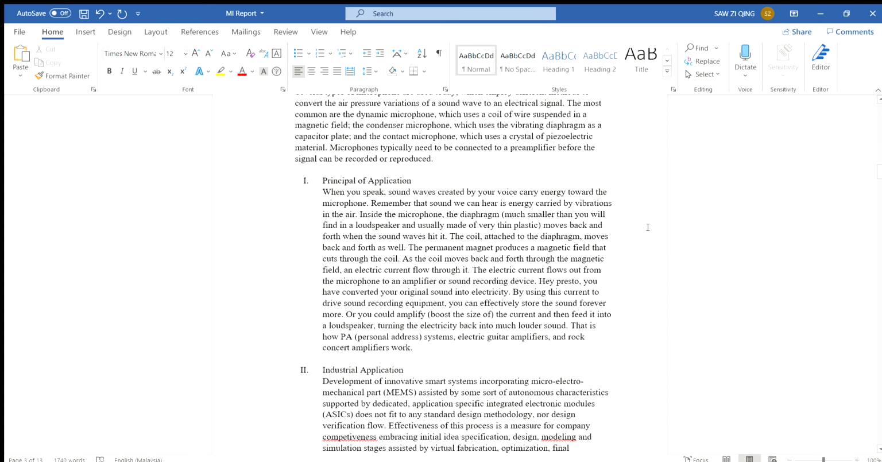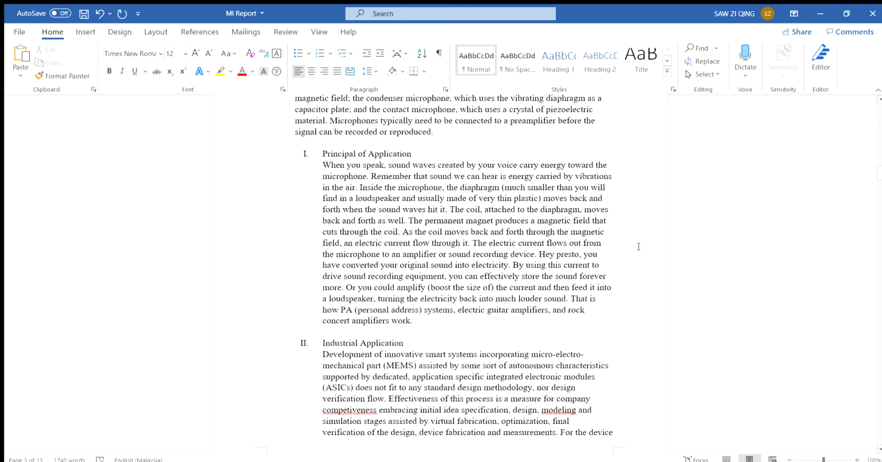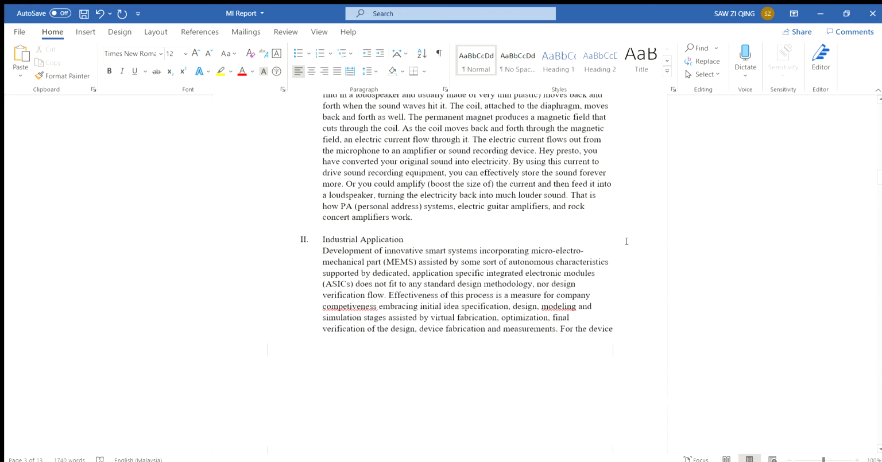As the coil moves back and forth through the magnetic field, an electric current flows through it. The electric current flows out from the microphone to an amplifier or sound recording device. You have converted your original sound into electricity. By using this current, you can effectively store the sound forevermore. Or you could amplify the current and then feed it into a loudspeaker, turning the electricity back into much louder sound. There is house PA, which is public address system, electric guitar amplifiers, and rock concert amplifier works.